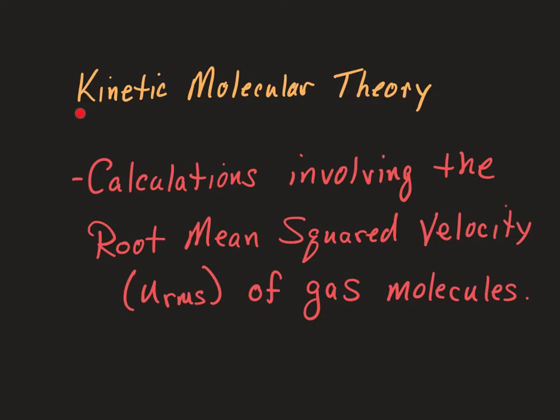So in this video, we're going to look at kinetic molecular theory. Well, we're going to look at one of the results that we got. So we're going to look at calculations involving the root mean squared velocity, that would be u_rms, the root mean squared velocity of gas molecules. So we're going to look at calculations involving that equation.